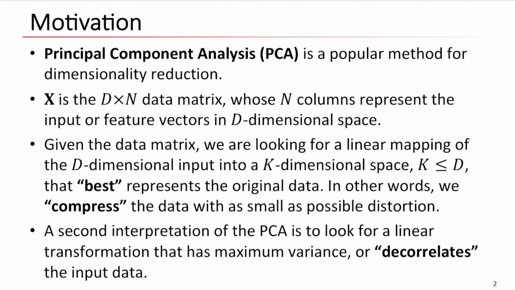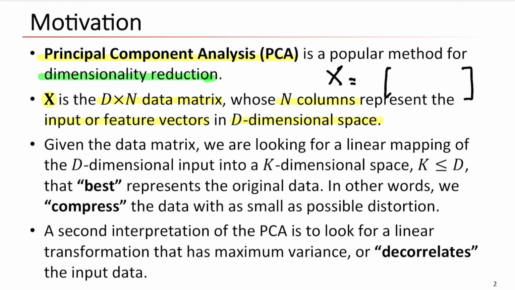So the principal component analysis, we'll call it PCA, is a popular method for dimensionality reduction. So what is dimensionality reduction? Okay, let's see the detail. First of all, let's say we have a matrix X, which is the T by N data matrix. The N columns represent the input or the feature vectors in the D-dimensional space. So let's say we have a matrix X, something like that.